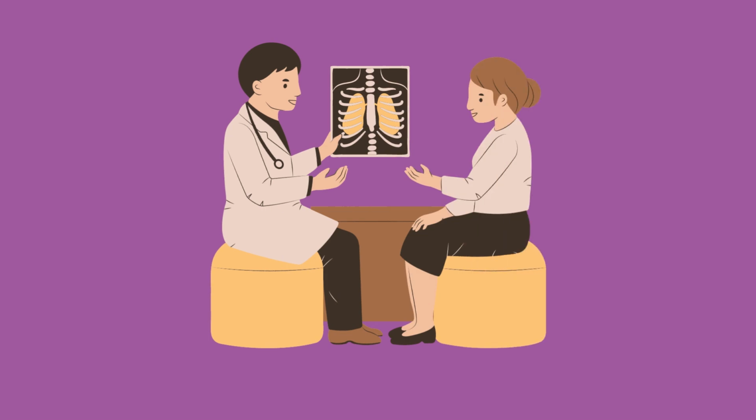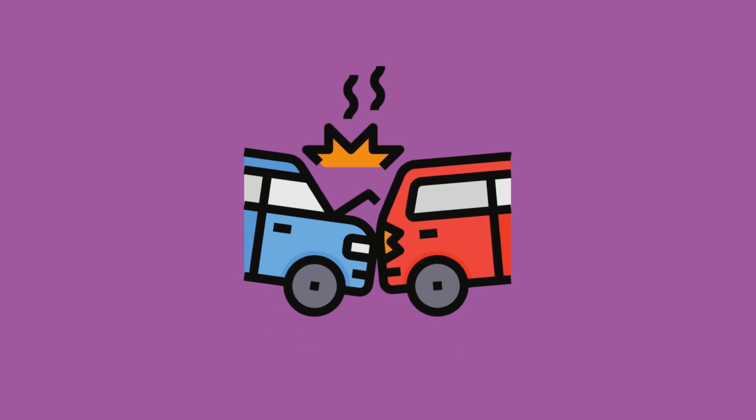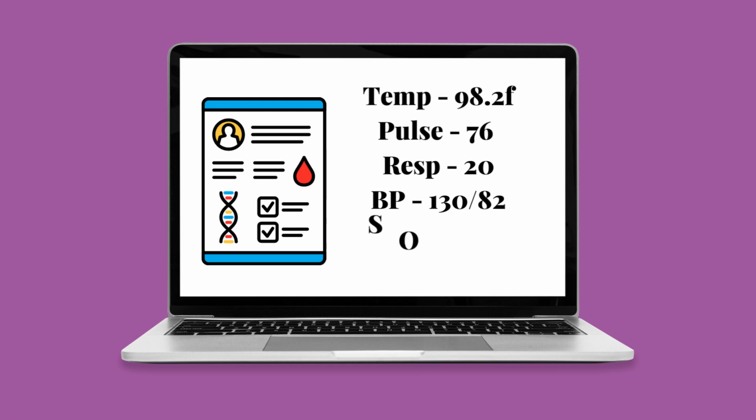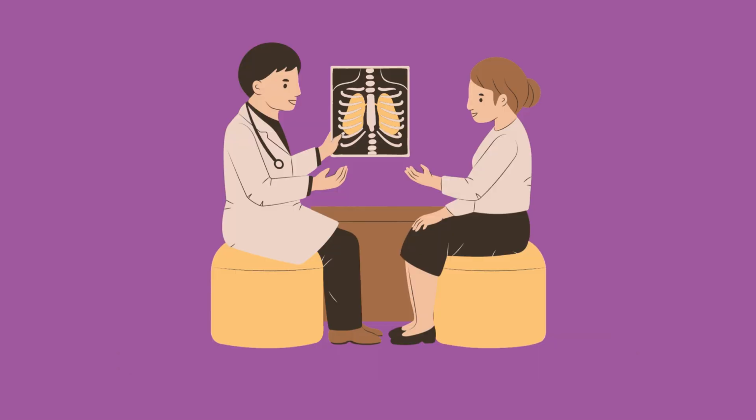Meet Sally, a 32-year-old patient at the urgent care complaining of left rib pain. Sally states she got in a minor fender bender about 2 hours ago. The vital signs the nurse took at the beginning of Sally's visit were a temperature of 98.2, a pulse of 76, respirations of 20, blood pressure of 130/82, SpO2 of 99%, and a pain level of 3 out of 10. It should also be noted that the x-ray the doctor took showed no rib fractures.